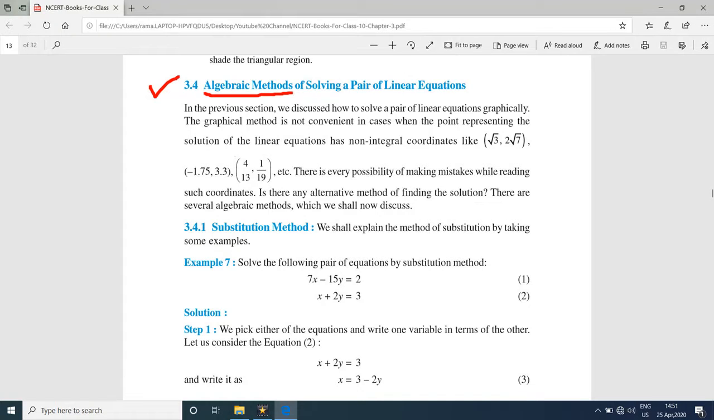Hello friends, in the last video we discussed linear equations in two variables and finding their solution by the graphical method. Today we are going to have an algebraic approach towards solving these linear equations. So let us see how two linear equations can be solved using algebraic methods.